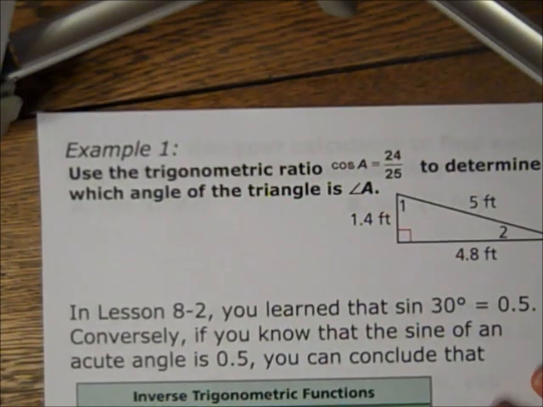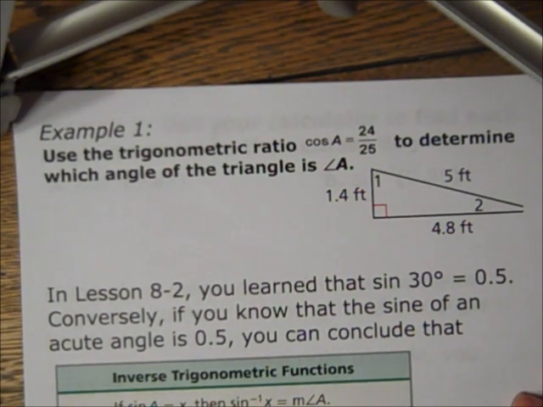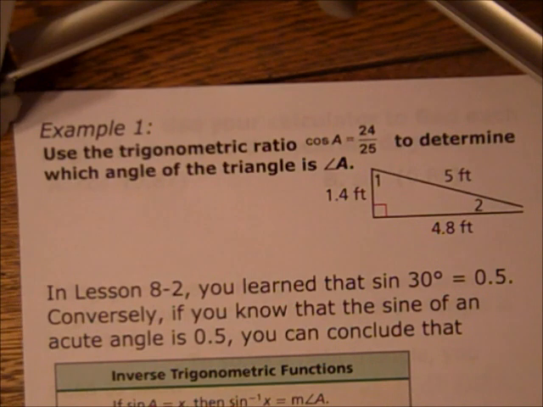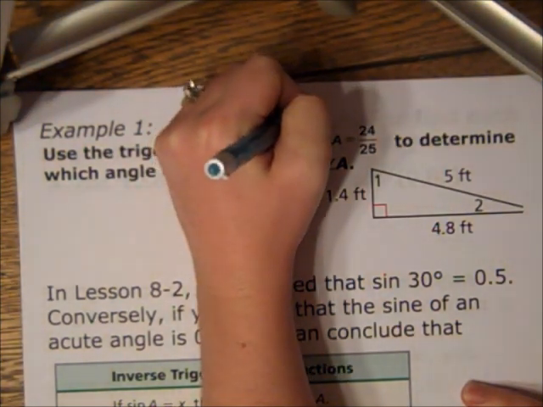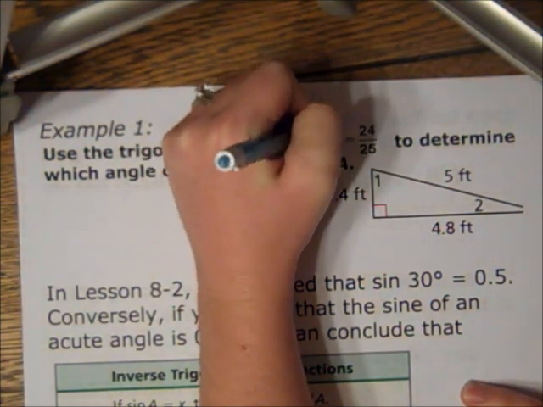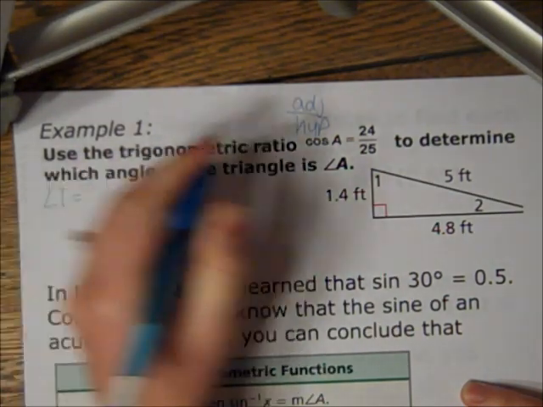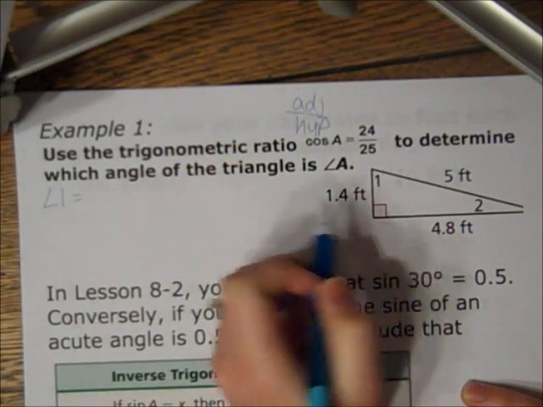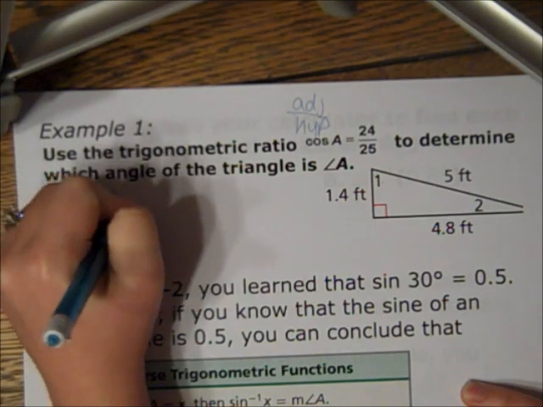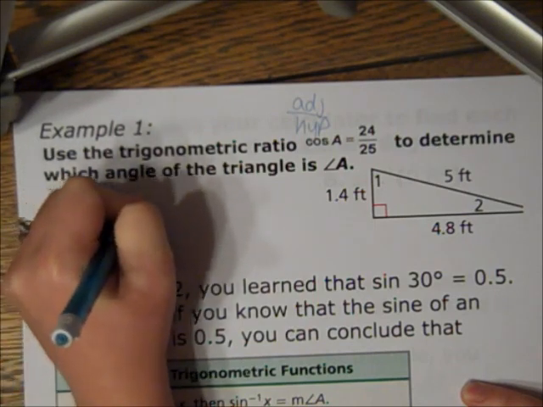Alright, so use a trigonometric ratio to determine which angle is angle A. We need to figure out which one we want. We have cosine of A equals 24 over 25. Remember from last class, cosine is adjacent over hypotenuse. Let's pretend it was angle 1. The side adjacent to angle 1 is 1.4, and the hypotenuse is 5.